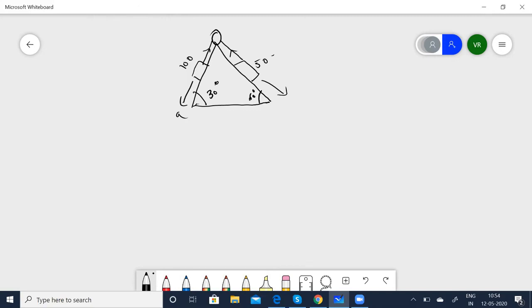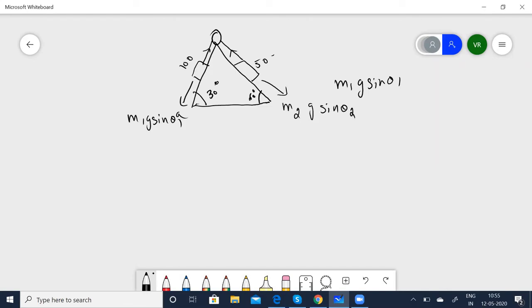Now again, we can resolve the two components. The mg cos theta component is cancelled out by the normal reaction. The only component acting is m1g sine theta 1 for this one, and here it is m2g sine theta 2. The cos component gets cancelled, so we are not bothered about that.